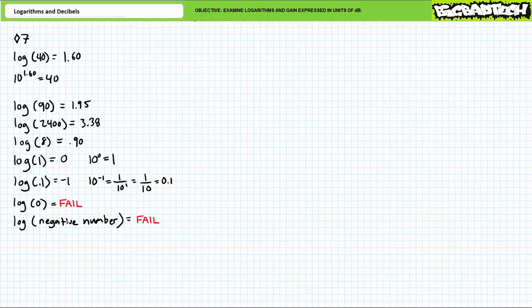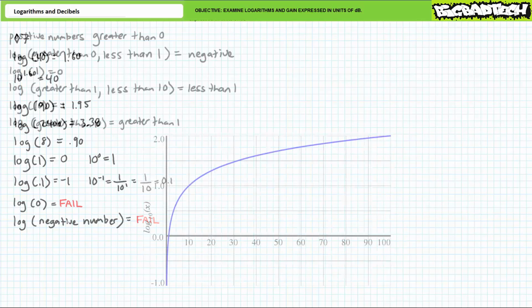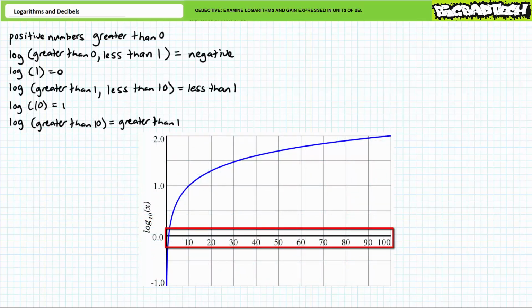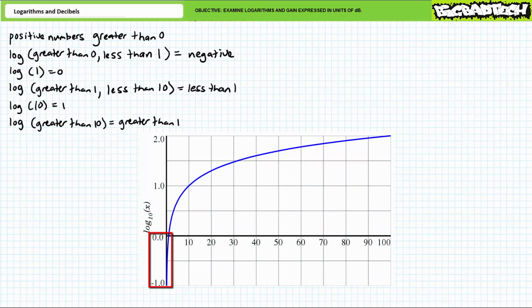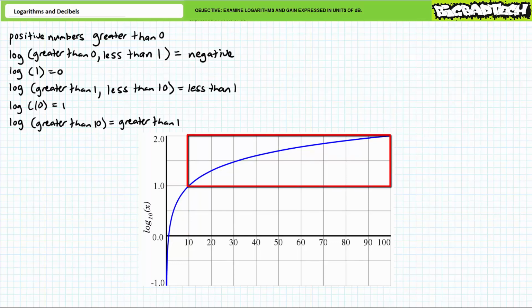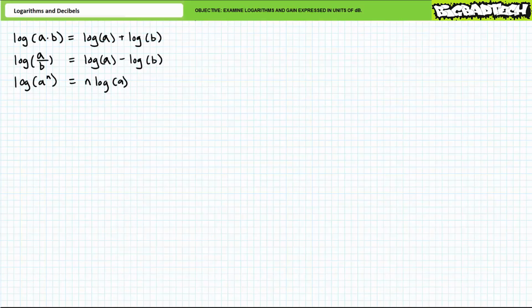We're left with a couple important observations about the common log function. Common log functions only work for positive numbers greater than 0. Logs of positive numbers smaller than 1 are negative. Log of 1 is 0. Logs of numbers between 1 and 10 are always less than 1. Log of 10 is 1. And finally, logs of numbers greater than 10 are always greater than 1. If you get answers that violate these rules, you are doing it wrong. The visual thinkers among you may wish to incorporate a plot of the common log function in their cheat sheet summarizing these guidelines.